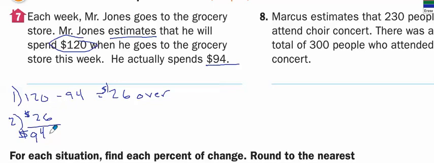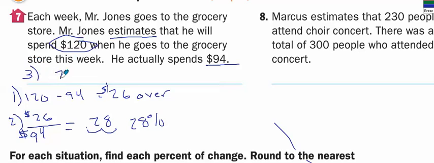So 26 divided by 94, if you go to your calculator, is going to give you 0.28. 0.28 is a decimal. If we multiply by 100 or move it over, that will give us our percent. So that's 28 hundredths. So we get a 28% error. So now step 3 is to come up here, and we have to state our solution. So we would say it's a 28% error.